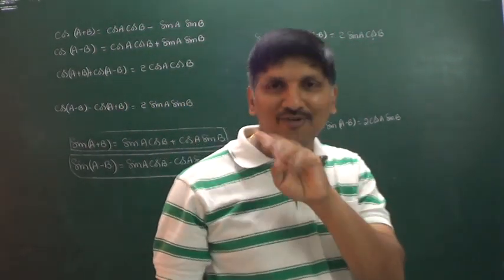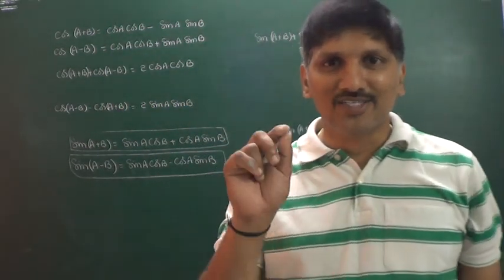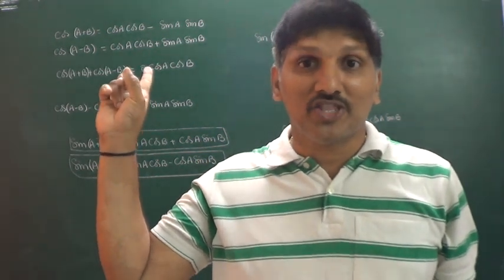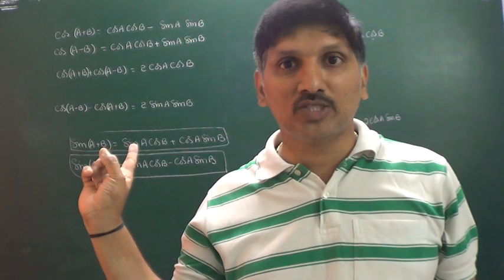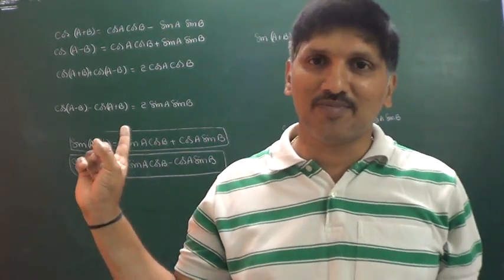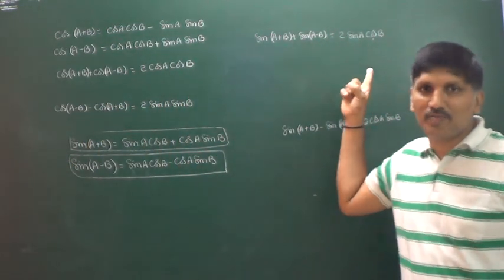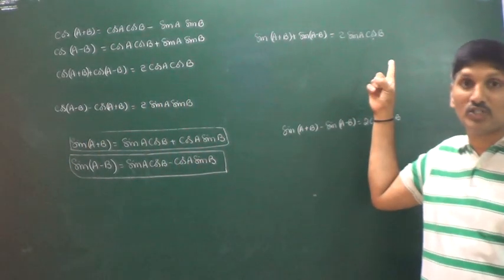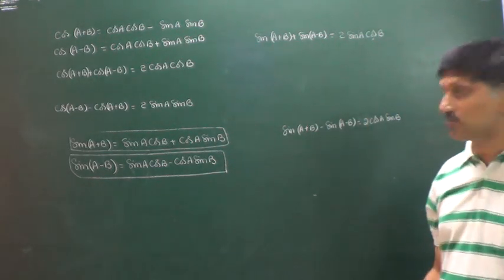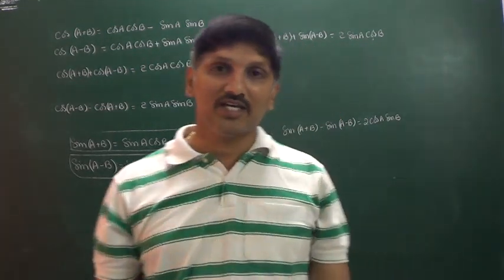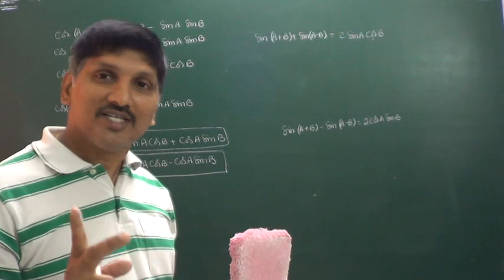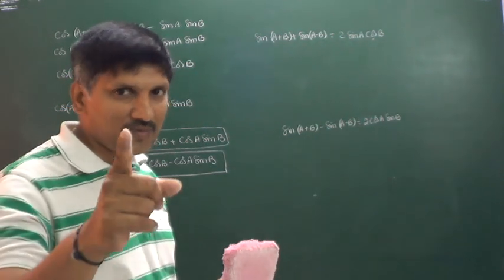So see, another 4 formulas we got. Cos(A+B) + cos(A-B) is equal to 2 cos A cos B. Then their difference, cos(A-B) - cos(A+B) is equal to 2 sin A sin B. Next, sin(A+B) + sin(A-B) is equal to 2 sin A cos B. Whereas sin(A+B) - sin(A-B) is equal to 2 cos A sin B. Right? Addition we got 2 formulas. Subtraction we got another 2 formulas.